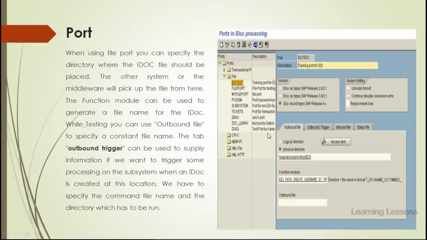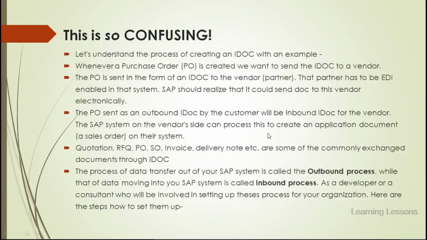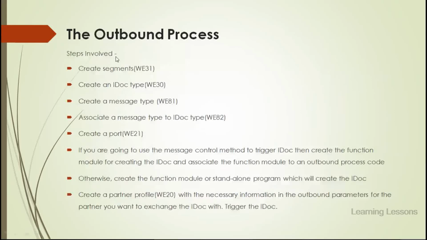We can read this. So in the outbound process, what are we supposed to do in our system? First, we have to create the segments. Now I'm explaining pure scratch-level development. If the IDoc already exists, the first two steps are not required. If a standard IDoc type is not there, we create a custom IDoc type. First, we have to create the segments. Where can we create the segments?